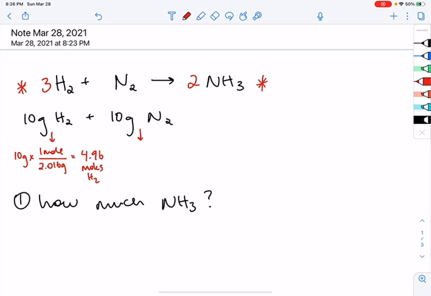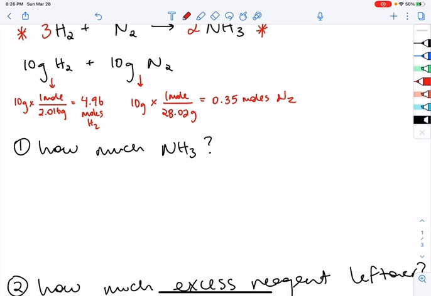moles of hydrogen. We'll do the same thing here, 10 grams times 1 mole of molecular nitrogen, so 14.01 times 2 is 28.02 grams. If we do this, we get 0.35 moles of nitrogen, right? This is just converting grams to moles using molecular weights that you calculate from the periodic table, okay?